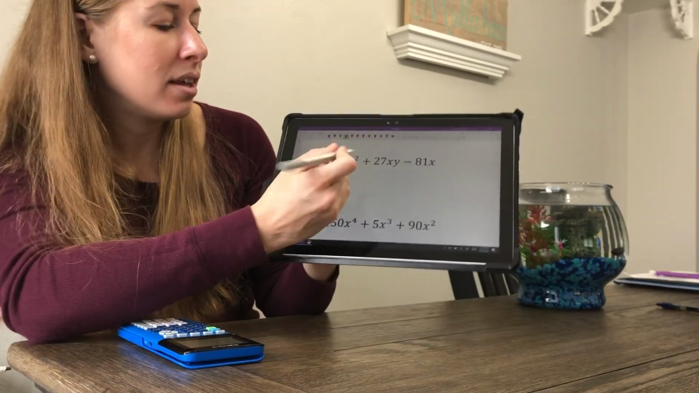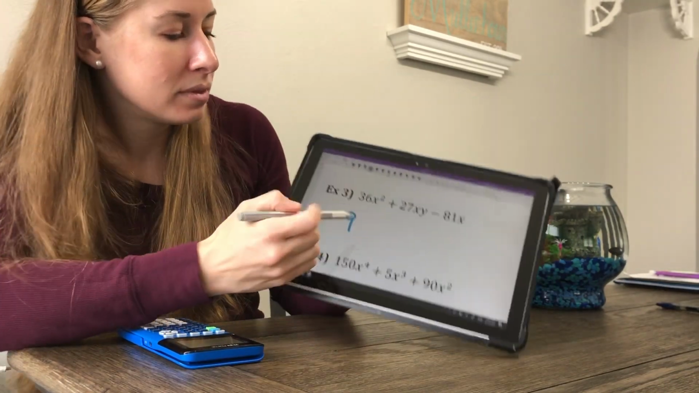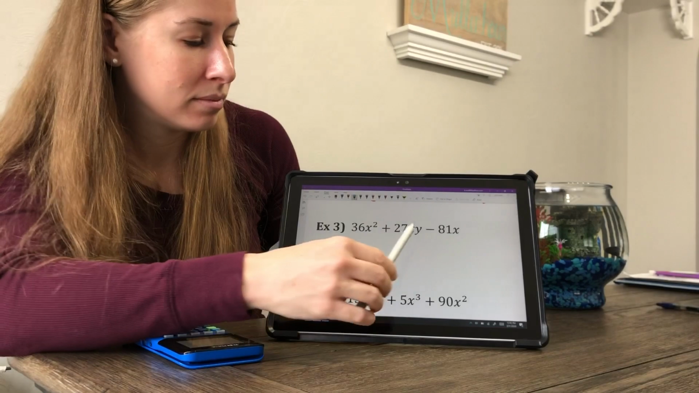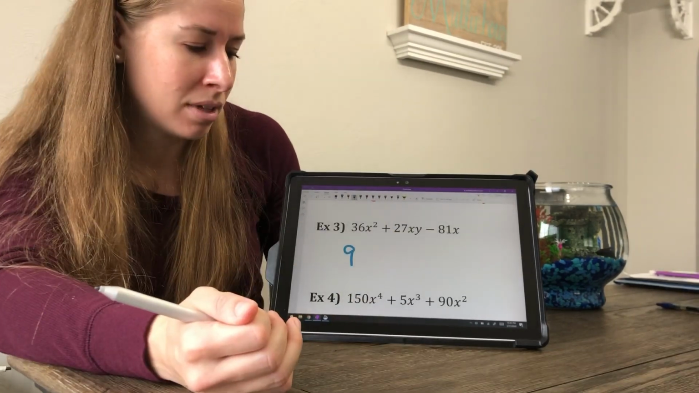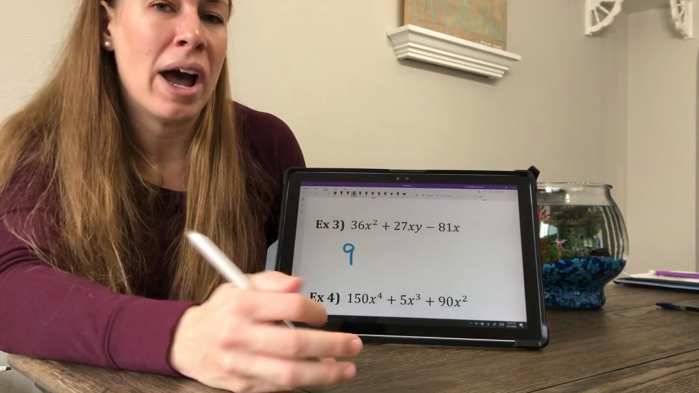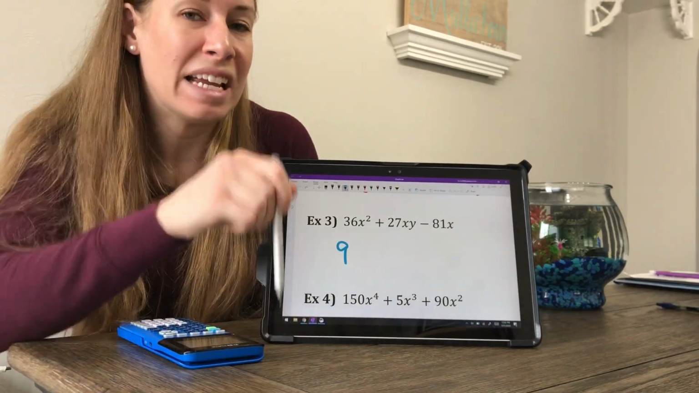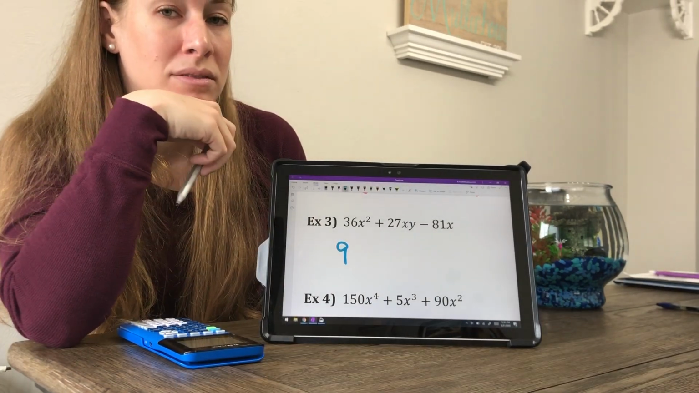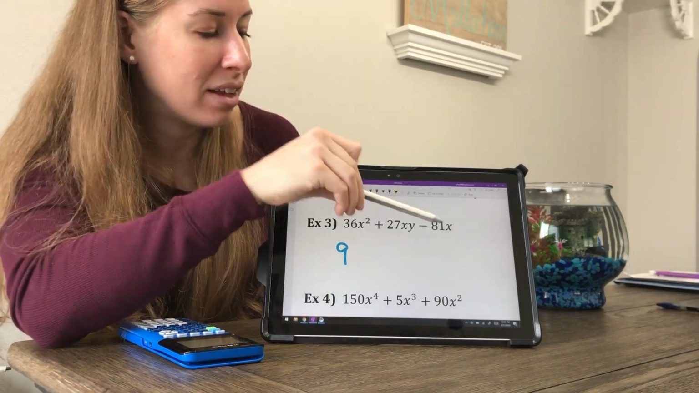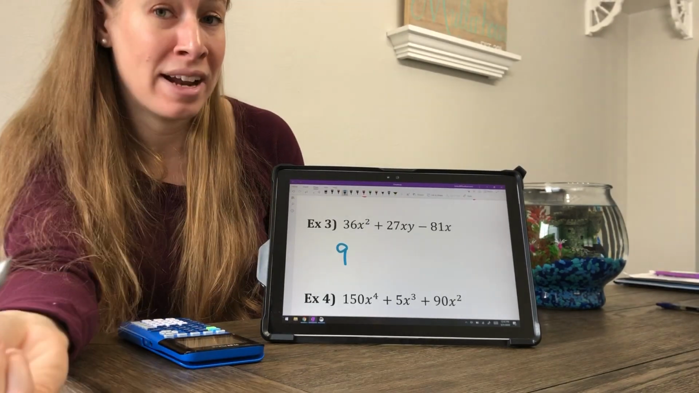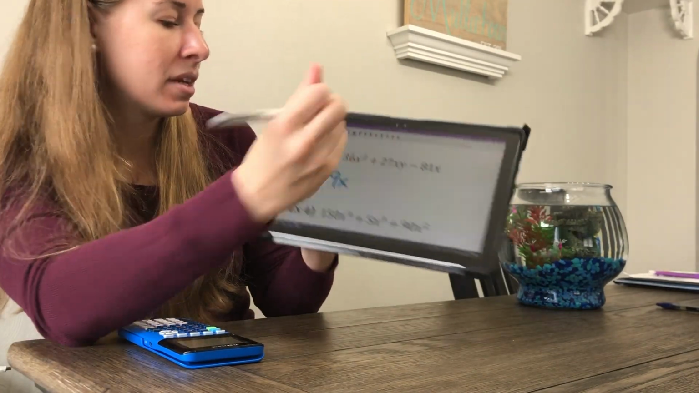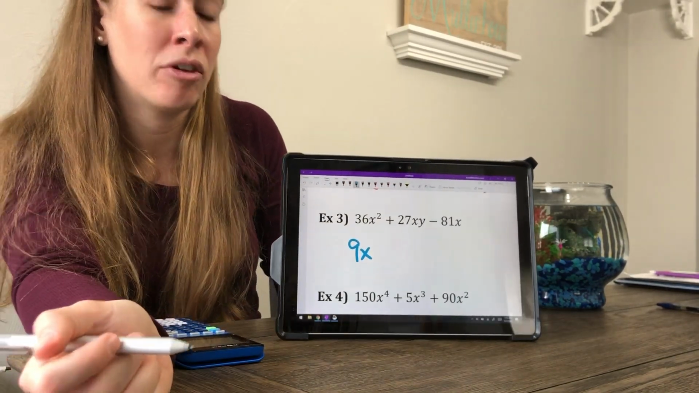Next, if you look at the variables, x squared, x, y, x. So even though there's a y tucked in there, what does each term have in common? They each have at least one x. So factor it out. So 9x is your common monomial.